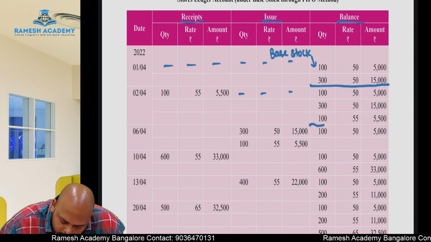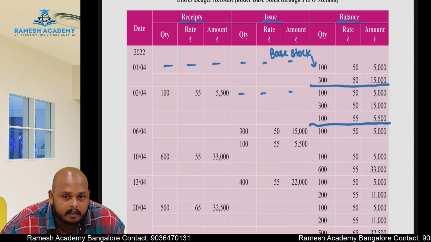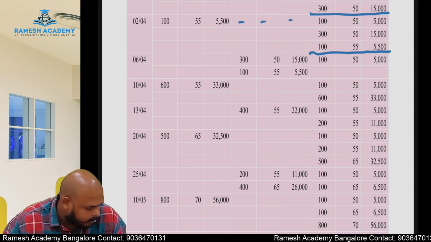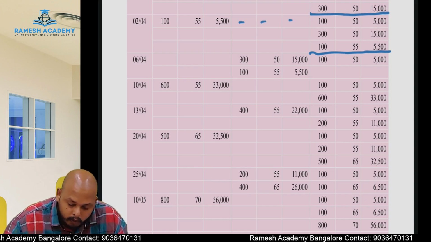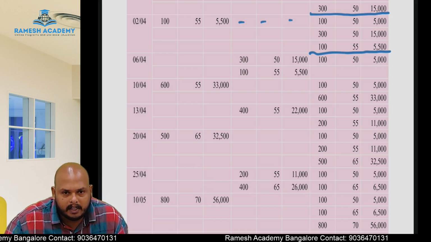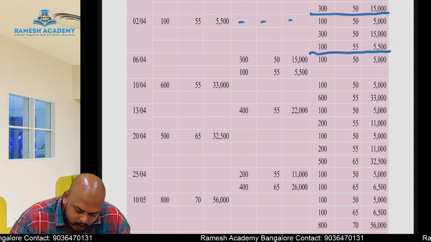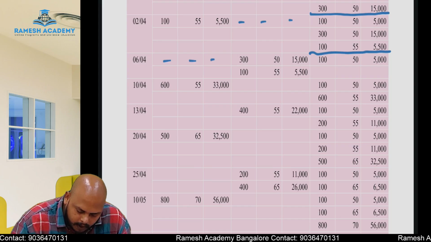By this date, 2nd April is also finished. Next, 6th April issued 400 units. 6th April issued how many units, Nana? 400 units. So in the receipt column, nil.